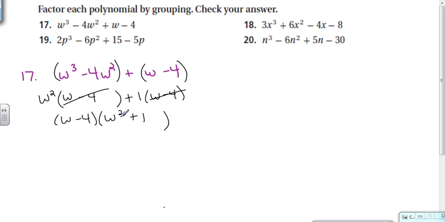So you can always take your answer, multiply it back out, and see if you get back to the problem. So tomorrow on your test, if you have time at the end of the hour, check your answers. Actually multiply them and see if you get back.